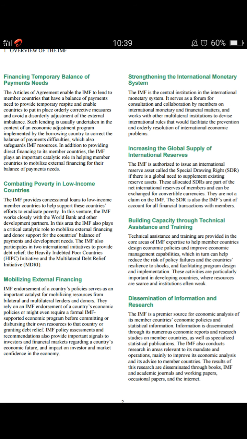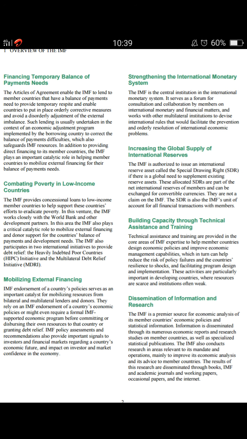The next function is building capacity through technical assistance and training. Technical assistance and training are provided in the core areas of IMF expertise to help member countries to reduce the possibility of risk of policy failures. These activities are particularly important for developing countries.